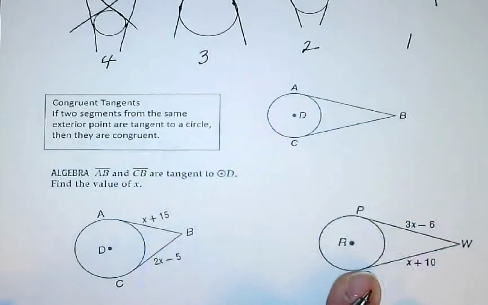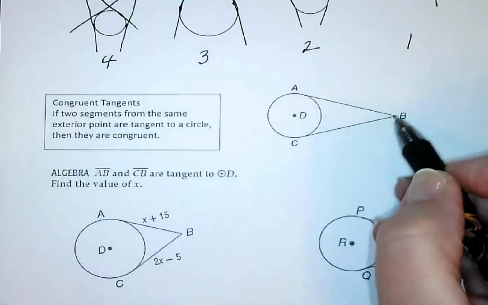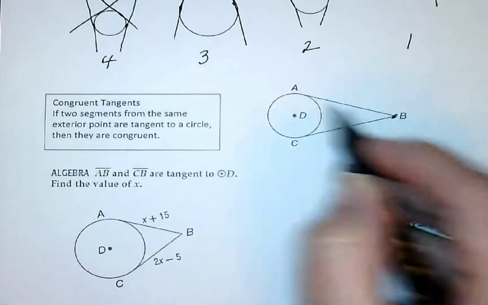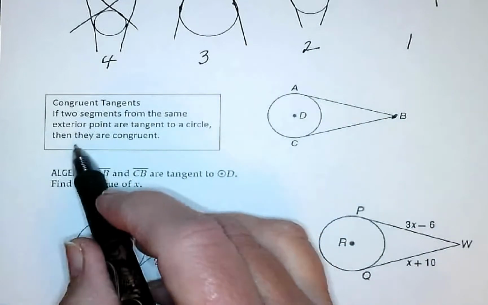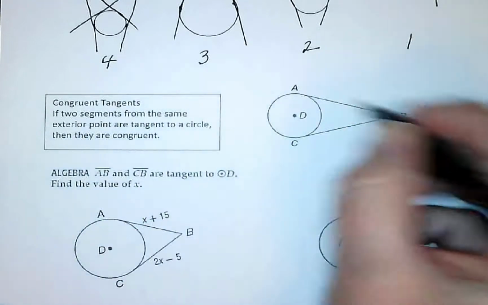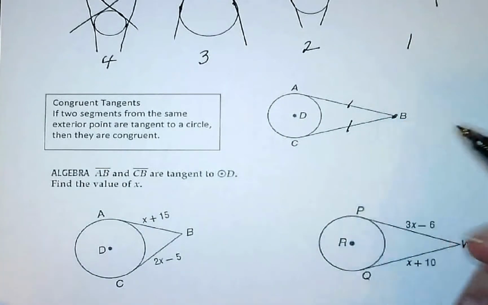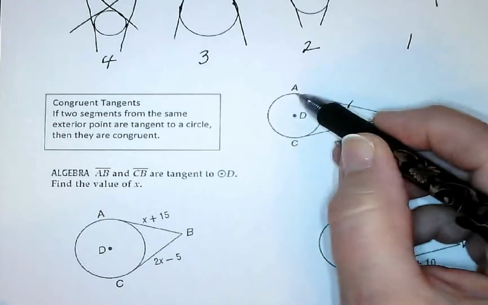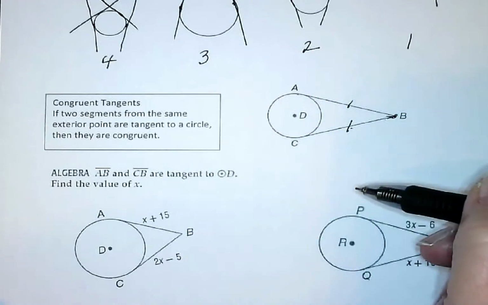If I have 2 segments from the same exterior point, so like on this picture here, this point B out here, I've got a tangent on this side and a tangent on this side. This rule says that they are congruent. So AB is going to be equal to CB. Okay, and the rule is if from a point outside the circle, called an exterior point, there are tangents to the circle on both sides, both of these segments here are going to be equal to each other.